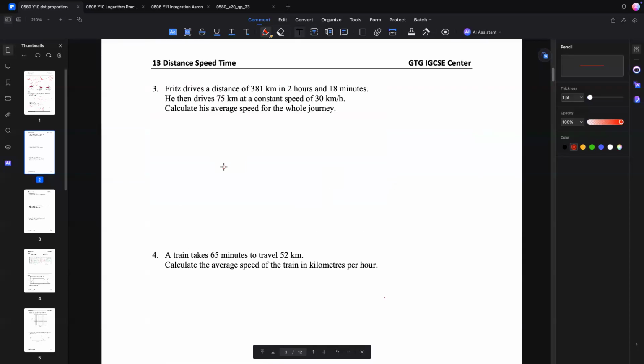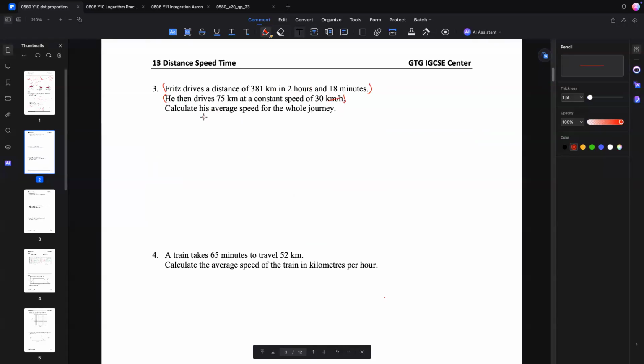All right, let's try the first one. So Fritz drives a distance of 381 kilometers in 2 hours and 18 minutes. He then drives 75 kilometers at a constant speed of 30 kilometers per hour. Calculate his average speed for the whole journey. So there's two parts here. The first part is this one, and then the second part is this one.